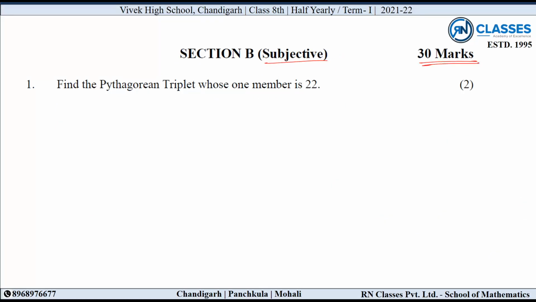Straight away jumping on to the subjective part of the paper, section B subjective. Now this is of 30 marks. Now subjective paper means हर एक चीज properly आपको लिखनी पड़ेगी, right? Find the Pythagorean triplet whose one member is 22. Pythagorean triplet लिखना है, one member is 22. Okay, we know Pythagorean triplets. लिखना पड़ेगा. We know क्या पता है हमें: 2m, m square minus 1 and m square plus 1 are Pythagorean triplets.